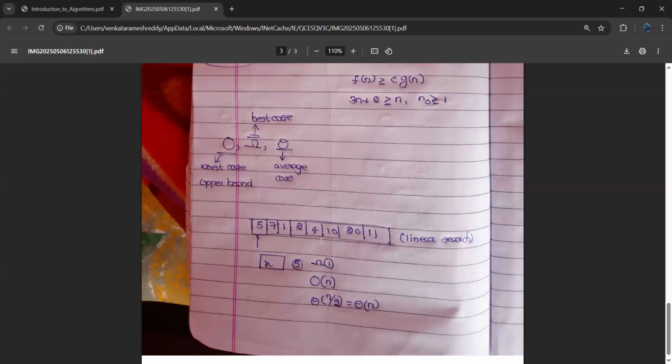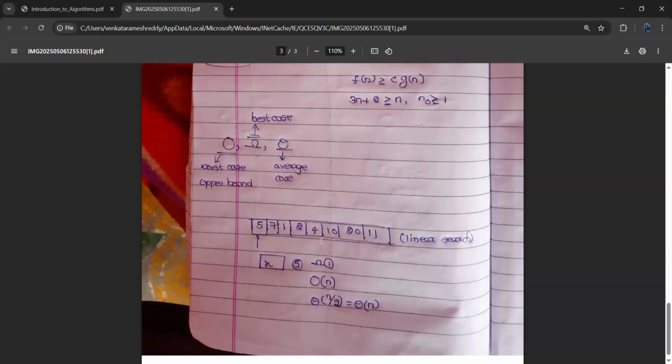It means from a constant amount of time only we are able to find the element. It means in constant time we are finding the target element. That's why it is called best case time complexity. So in the order of one, we are able to find the target element.